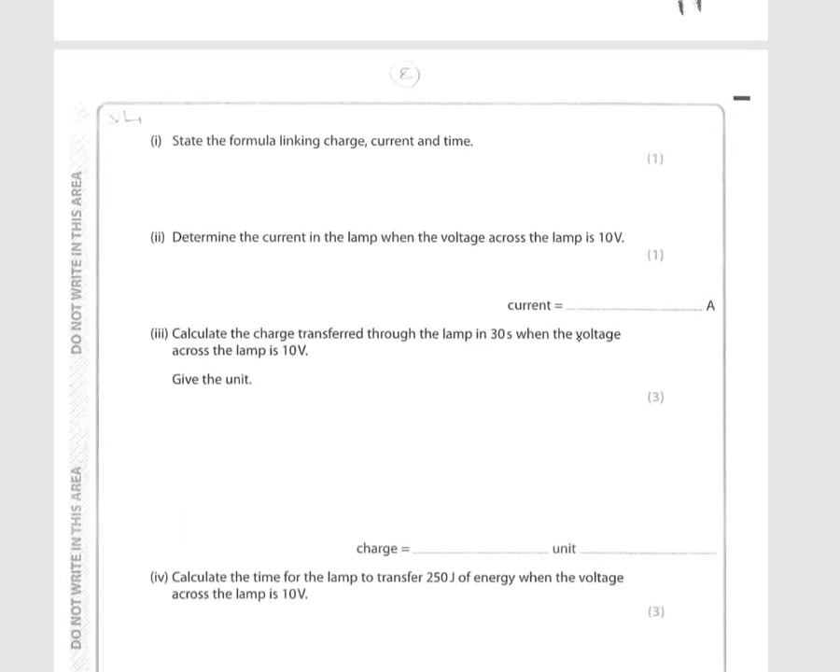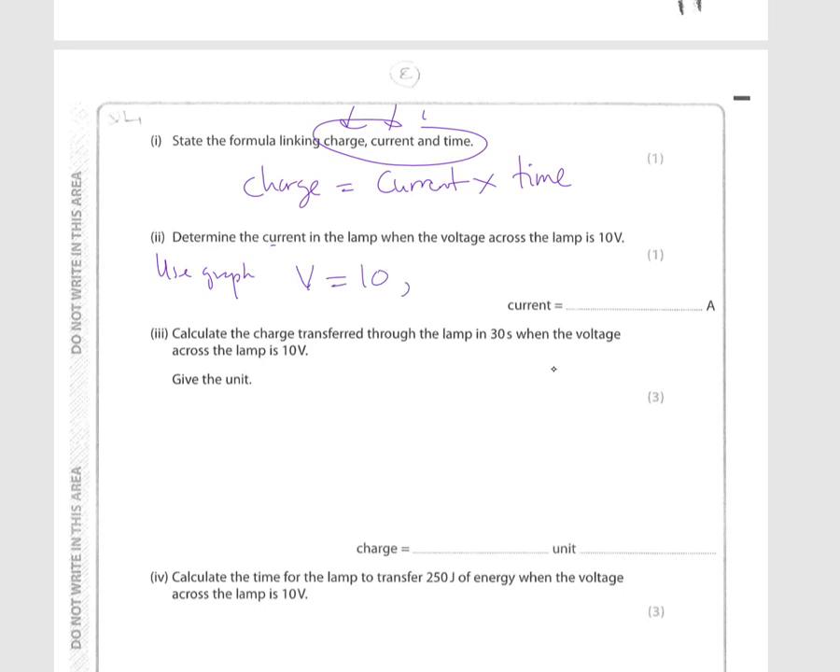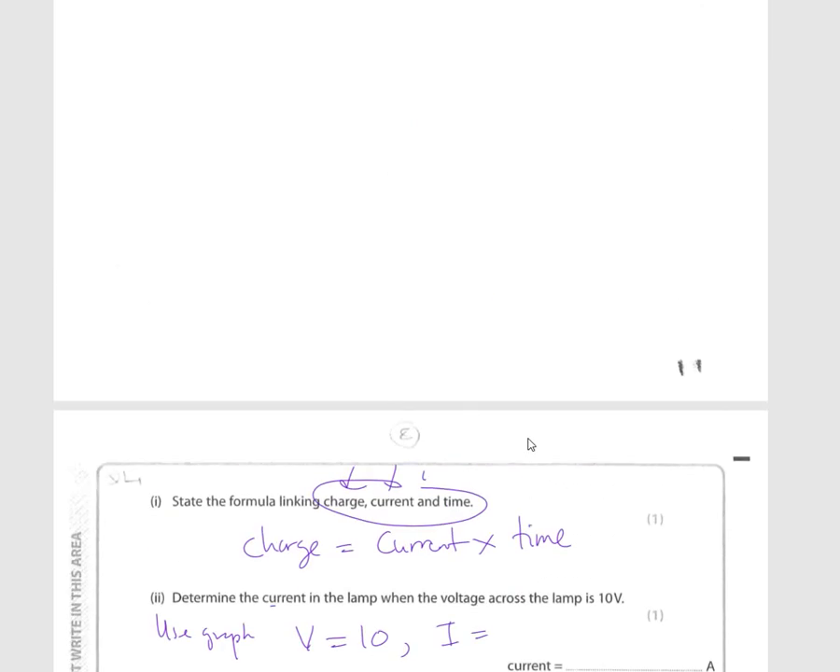Okay, let's take a look. Equations. Okay, here we go. Look, the equations are already in the right order. So it's charge equal to current times time. Good. Now determine the current in the lamp. Okay, so here we need to use a graph.